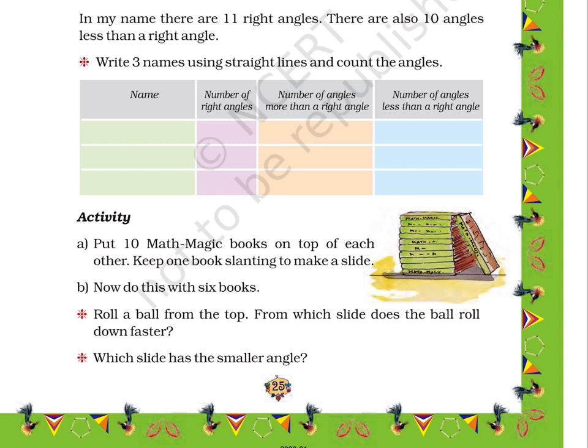Activity. A. Put 10 MathMagic books on top of each other. Keep one book slanting to make a slide. B. Now do this with 6 books. Roll a ball from the top. From which slide does the ball roll down faster? Which side has the smaller angle?